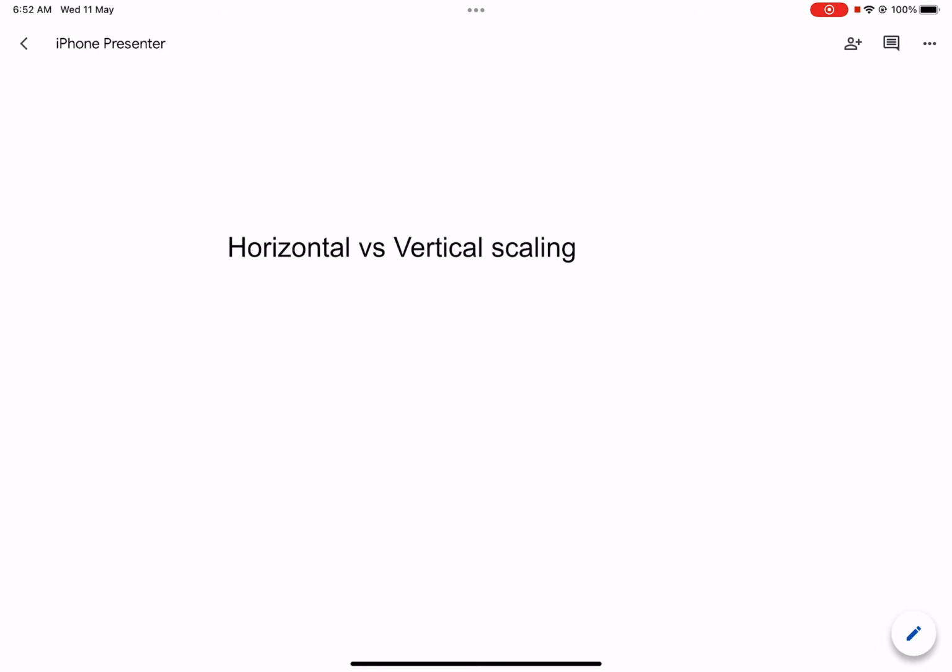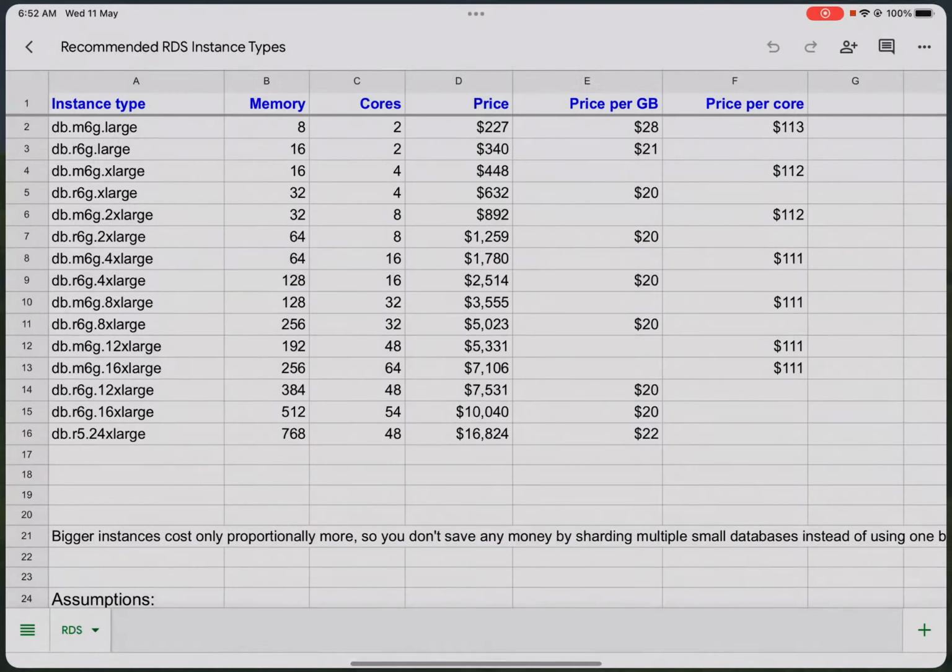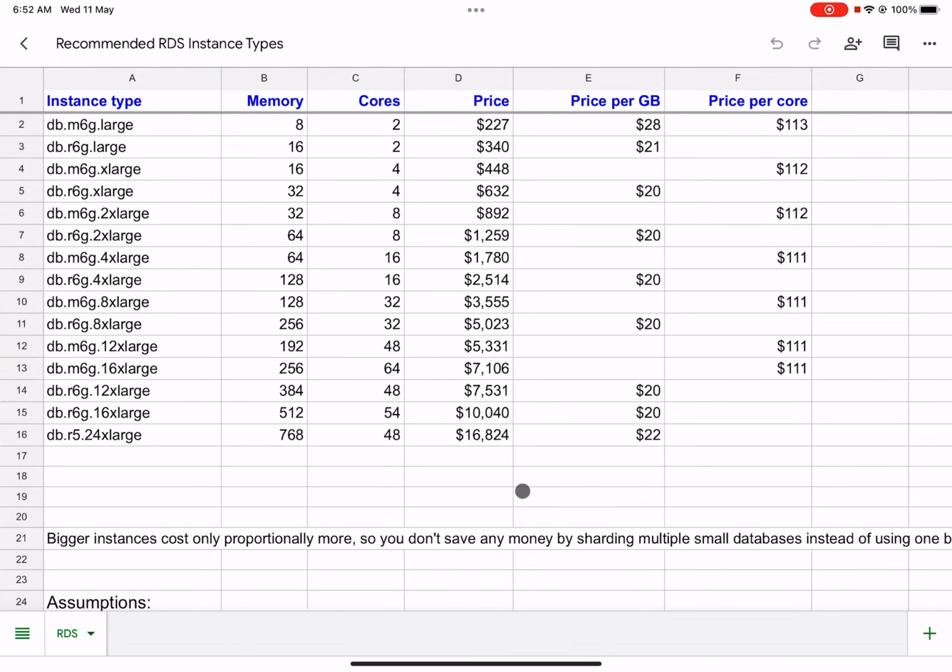Some services are designed with vertical scaling in mind and some with horizontal. RDS, Relational Database Service on AWS, supports only vertical scaling. If you're using MySQL or Postgres, these are not designed to be horizontally scaled. So RDS, for example, comes with a few different instance types. You have to use one of these.